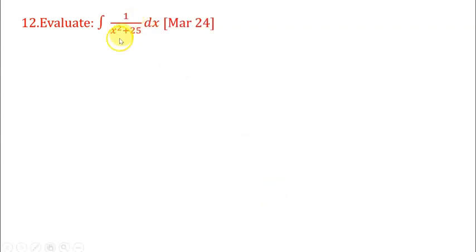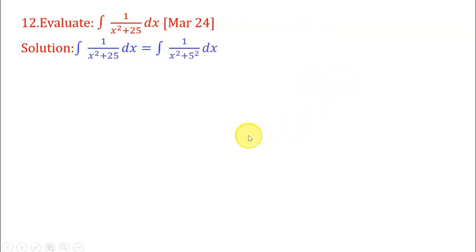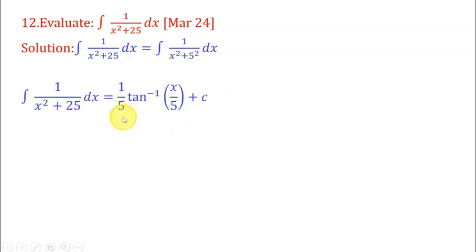Now next, evaluate the integral 1 upon x square plus 25 dx. This example was asked in the March 24 examination. It's simple. That integral is of the form integral dx upon x square plus a square. That 25 means what? 5 square. Then you will get here 1 upon a, means what? 1 upon 5 tan inverse of x upon 5 plus c. This is the answer.